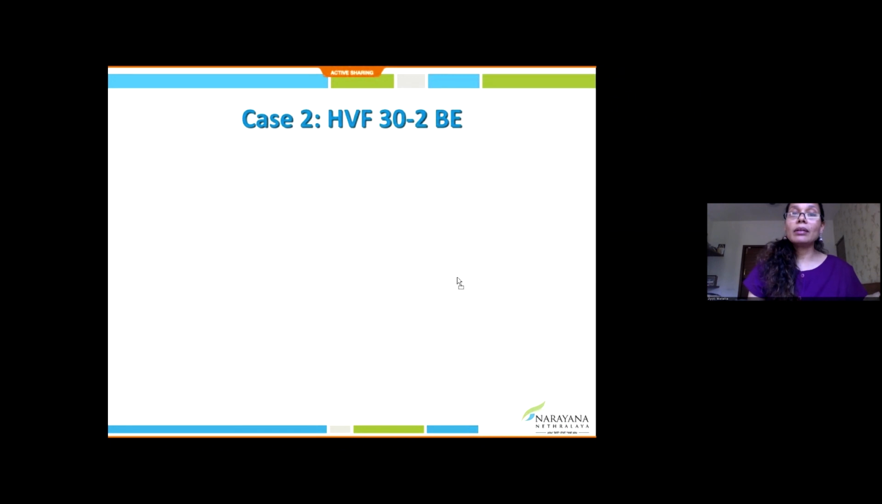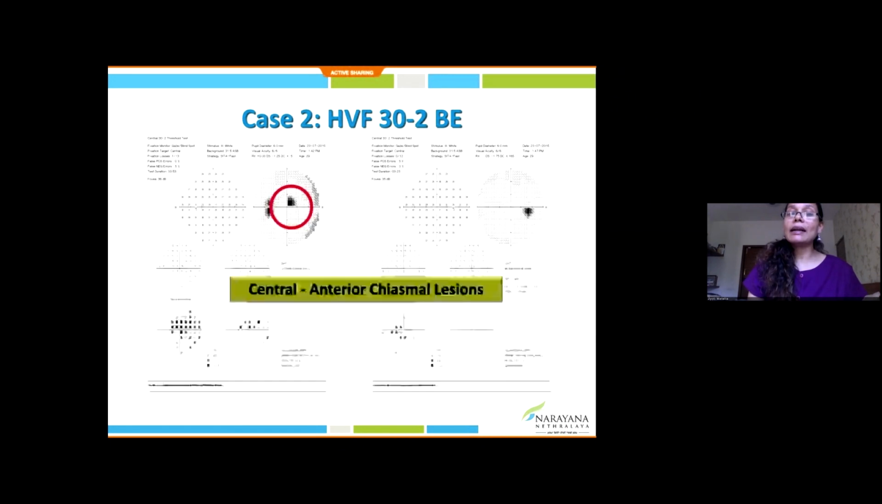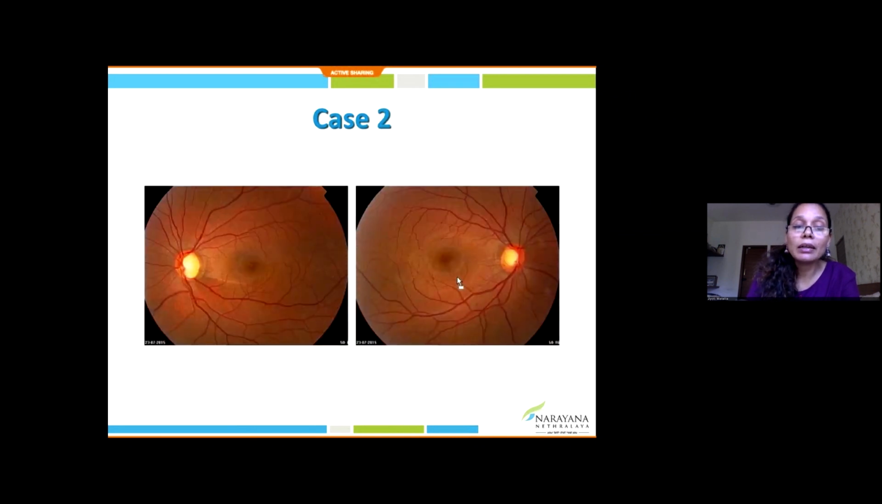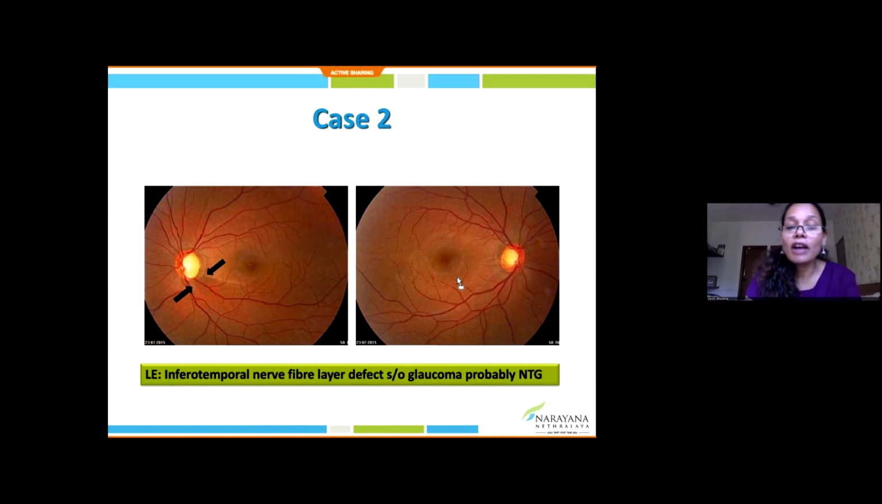Coming to our case 2, we know this is a central anterior chiasmal lesion. So what it is, it's a left eye superonasal central defect. So we have to go carefully and go back and look at our optic nerve again. If you look carefully here, you will notice that this is actually an inferotemporal nerve fiber layer defect, suggestive of glaucoma. This patient had normal IOPs and hence was diagnosed as NTG.